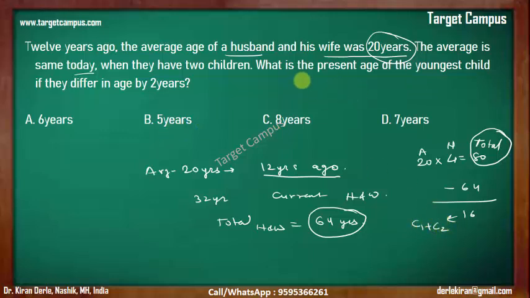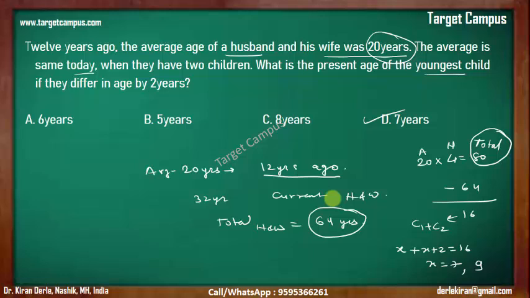This is the age of 2 children, child 1 plus child 2. And what is asked? The age of the youngest child if they differ in age by 2 years. So let's say one child is x, the next child will be x plus 2. The sum of 2 children is 16, so 2x is equal to 14, x is equal to 7, and x plus 2 is equal to 9. One is 7, one is 9. What is asked? The youngest child, that is 7 years old. This should be the right choice. Otherwise you can go with options also, right?